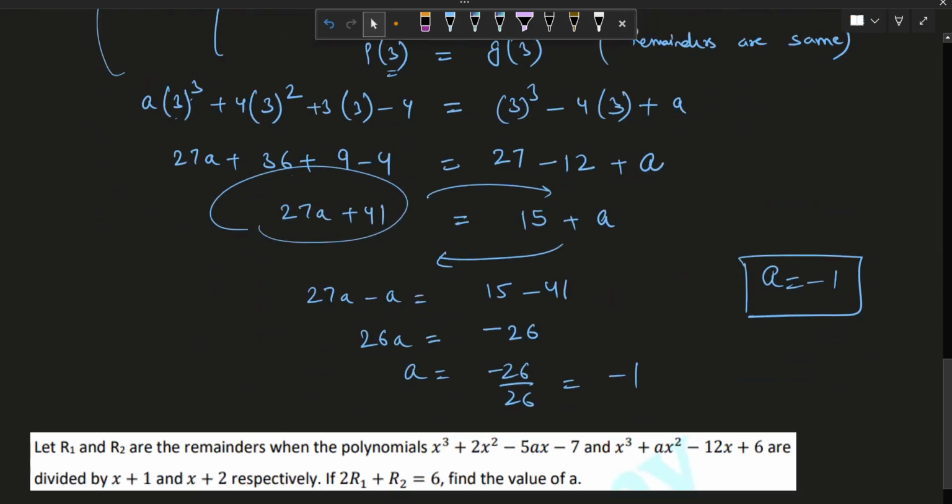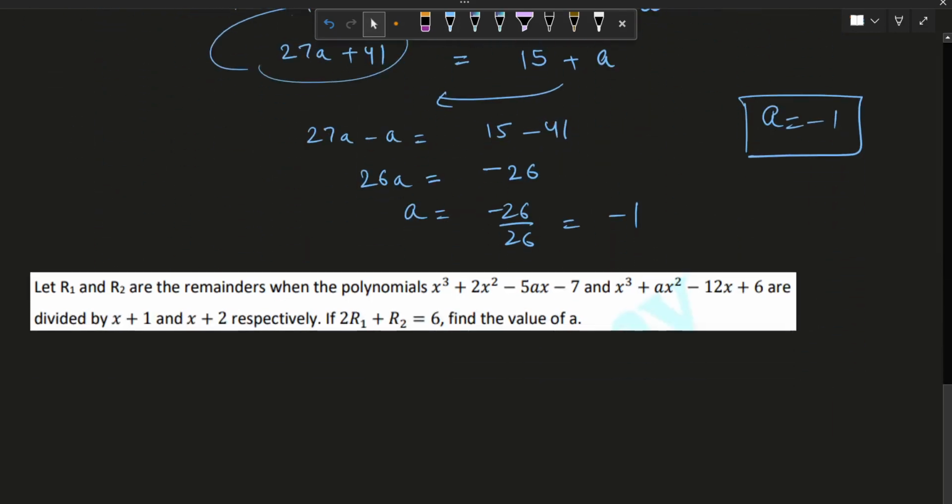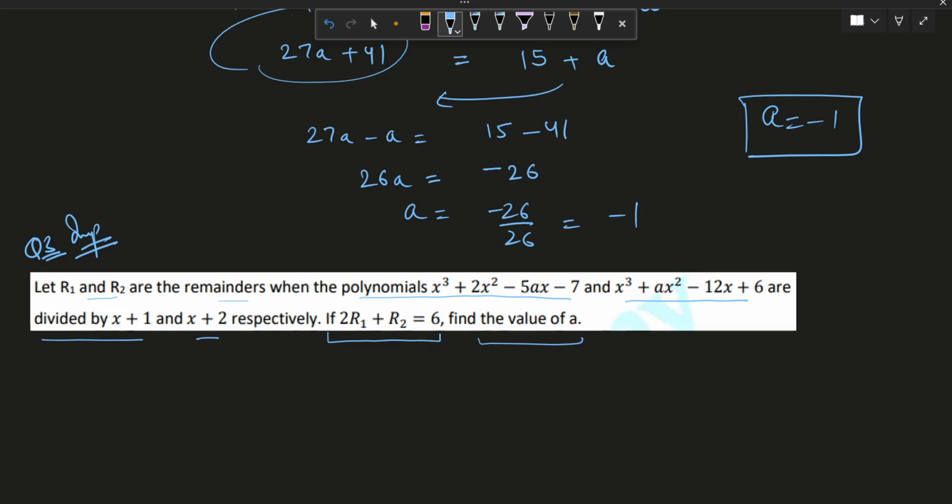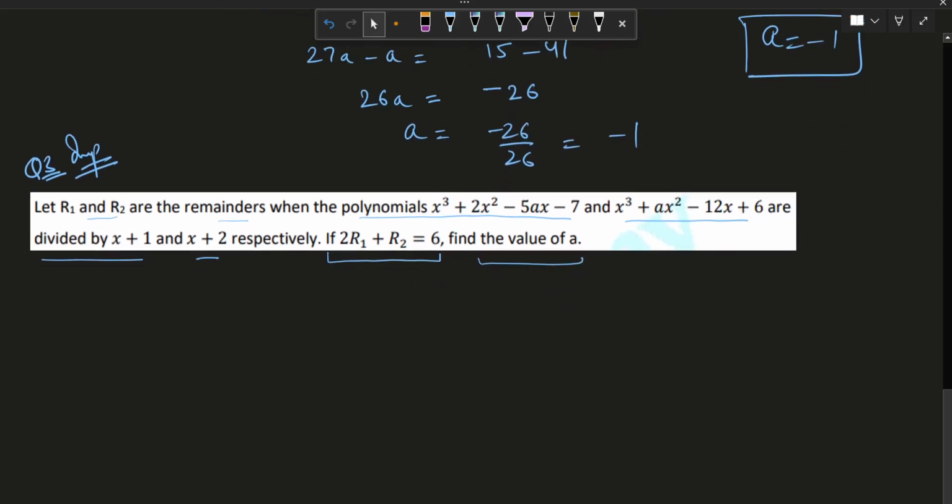अभी एक डिफरेंट टाइप का क्वेश्चन करते हैं, सेम वे, रिमाइंडर थ्योरम ओनली. Let's do this third question. Very important question this is. Okay students, let r1 and r2 are the remainders when the polynomials, one polynomial is this and this polynomial, are divided by this and this respectively. If 2r1 plus r2 is 6, find the value of a. इसमें भी a ही वेरिएबल है, निकालना है हमको. बट यहाँ पे क्या है, दो डिफरेंट वेरिएबल, दो डिफरेंट रिमाइंडर्स आ रहे हैं.